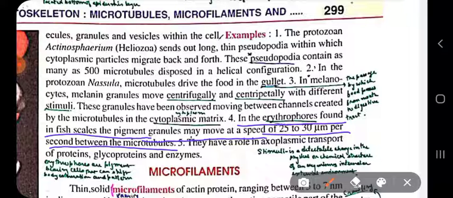So there are many functions for movement of macromolecules and cytoplasmic particles that can be done by the microtubules. So this was all about the microtubules. I hope you have understood what I have mentioned in these last 50 minutes.